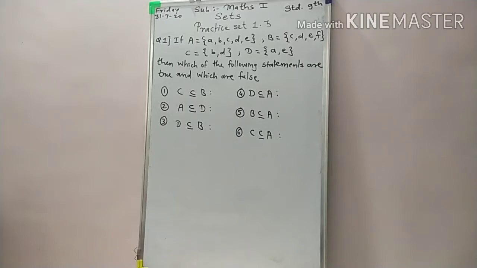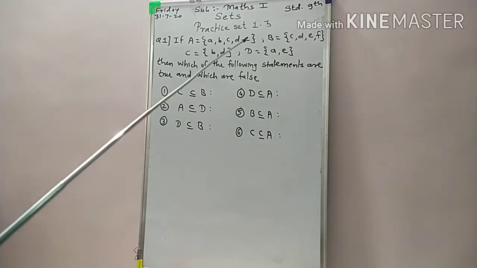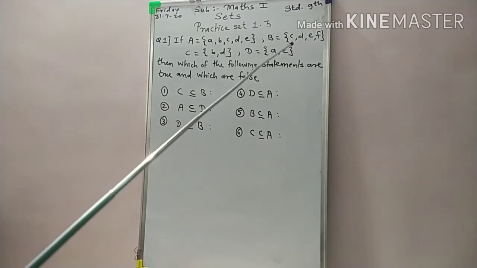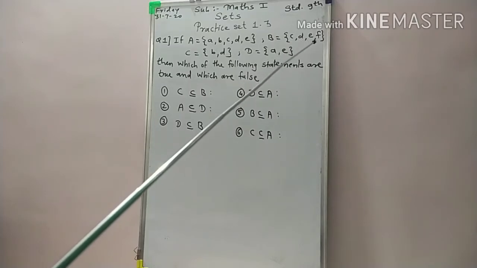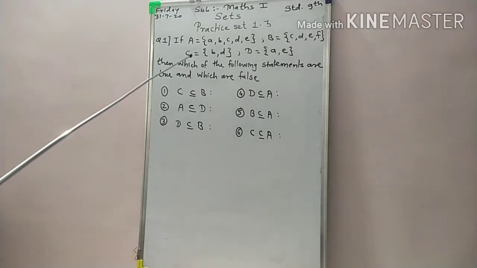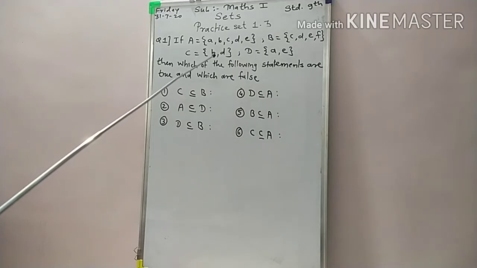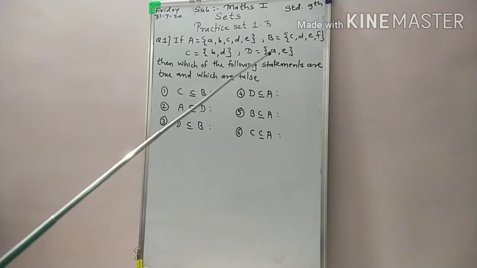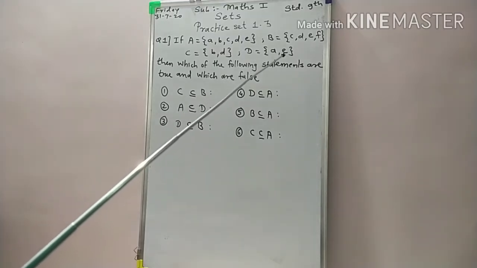So here we start with the first example. What we observe here is that we have been given 4 sets. Set A contains 5 elements, the small letters A, B, C, D, E. Set B has 4 elements, the letters C, D, E, F. Set C has 2 letters, small letters B and D. And set D has again, sorry, 2 letters, A and E.